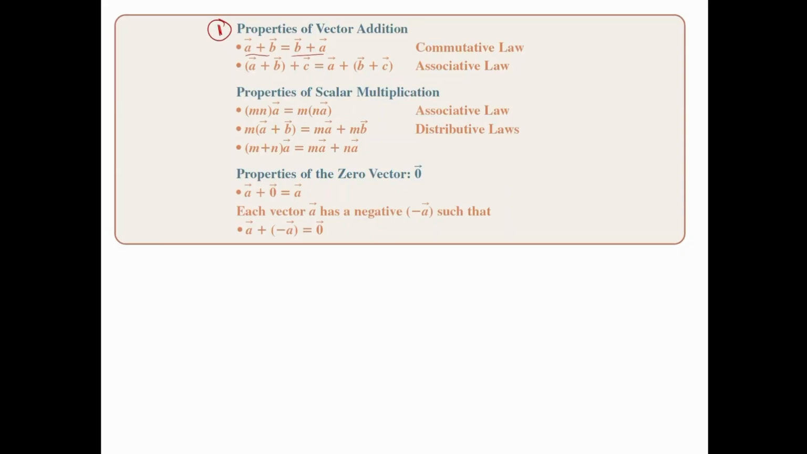So I could have a bracket A plus B and add those together first and then add C. Or I could add B plus C and then add A. The result is the same. Grouping them doesn't change where they end up.